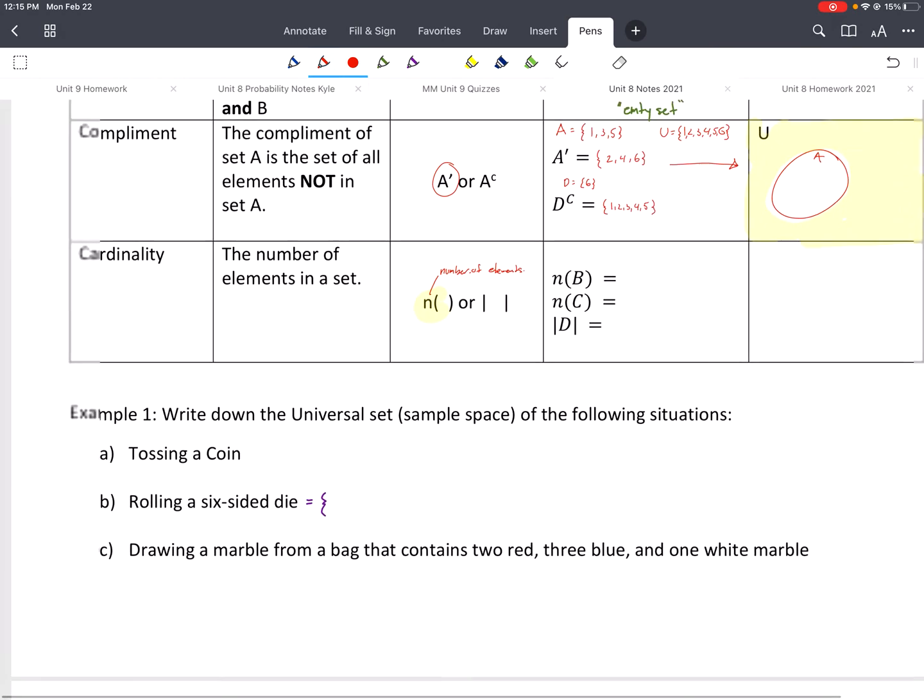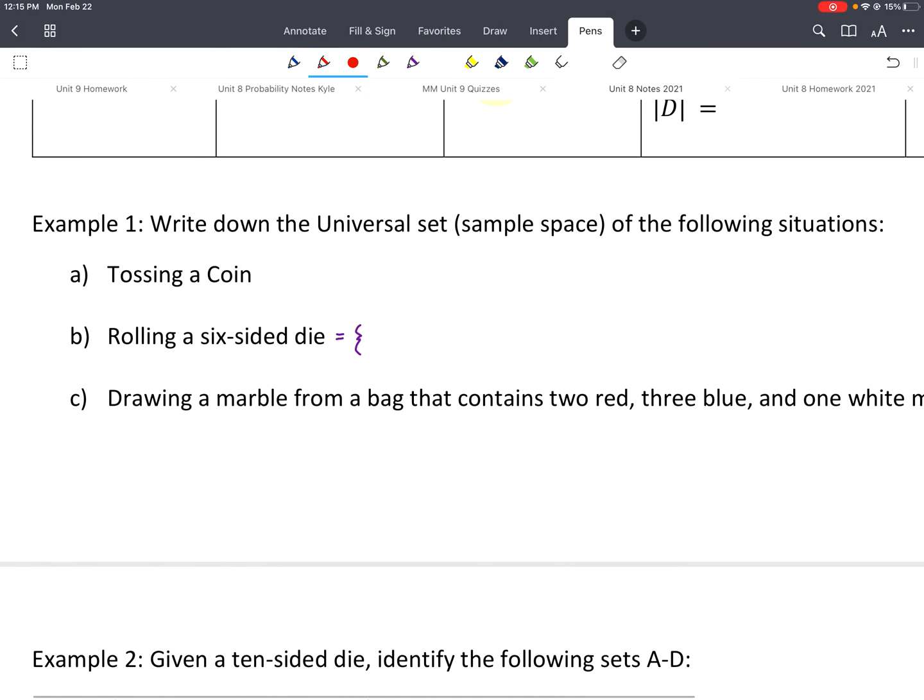All right, so let's do a couple examples. Let's talk about universal sets. What is the universal set for tossing a coin? How many outcomes are there, and what would those outcomes be? For tossing a coin, you could have tails or heads. Those are your only outcomes.